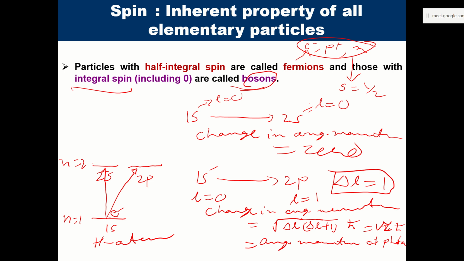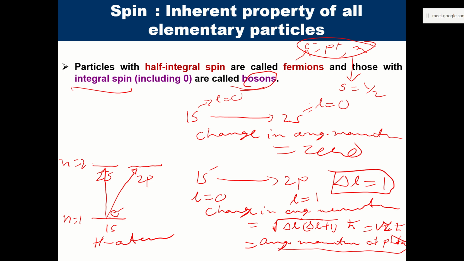But when you are moving from 1s to 2p, जब आप 1s से 2p में जा रहे हैं, the change in angular momentum is exactly the same as the angular momentum of photon. So you are able to conserve the angular momentum of photon. So conservation of angular momentum is followed 100%, and that's why delta L is plus 1 in this particular case, or minus 1 if the transition is reverse. So this kind of thing is allowed.